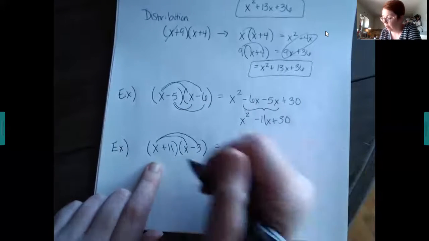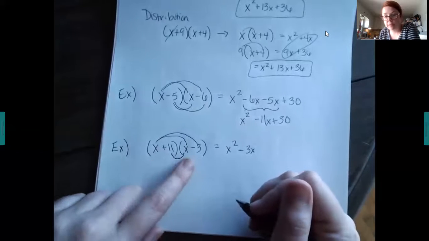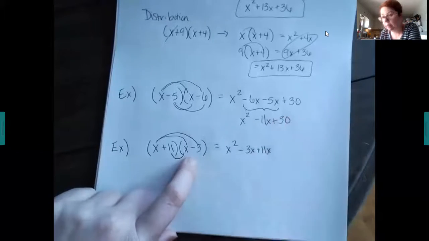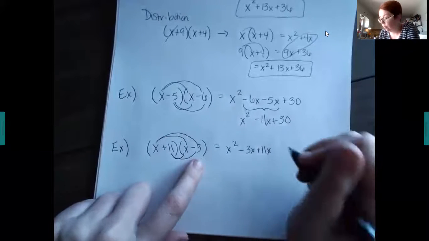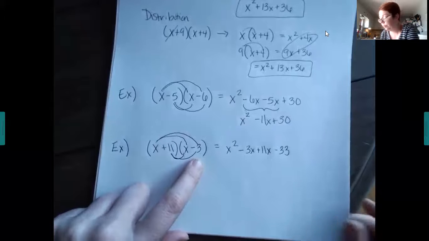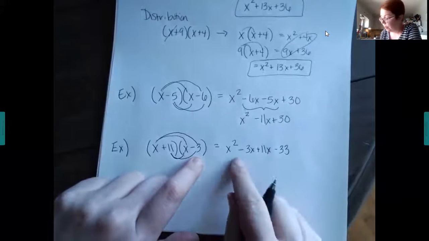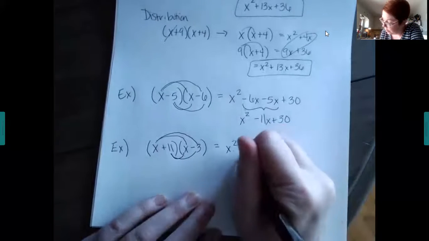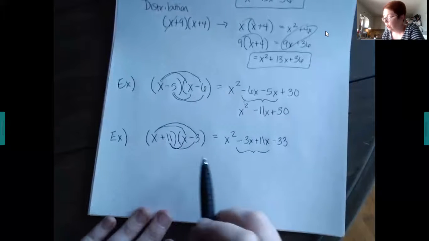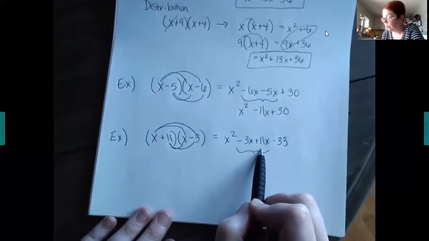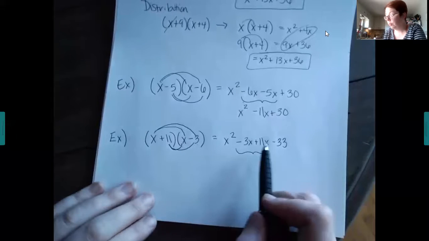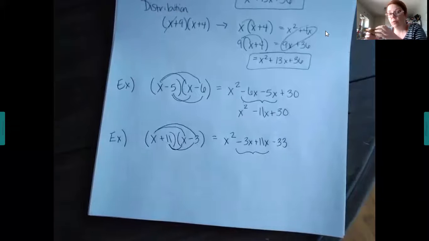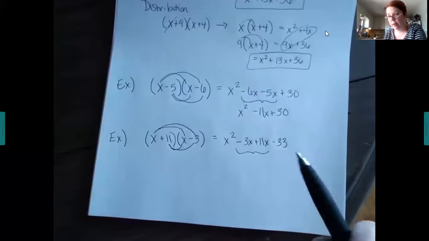Now here we have 11, positive 11 times x, positive 11x. And a positive 11 times a negative 3 will be a minus 33. Okay. And be careful here. These are different signs. So when you combine them, you're basically combining them using subtraction, since one's a plus, one's a minus. So think about what's the difference between 11 and 3. So 11 minus 3 gets us 8.